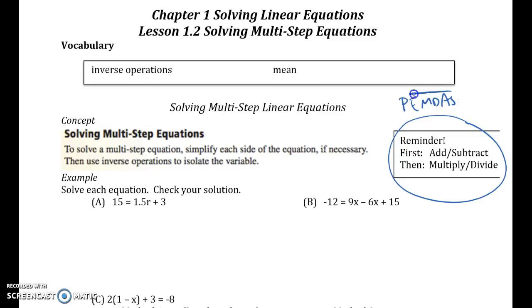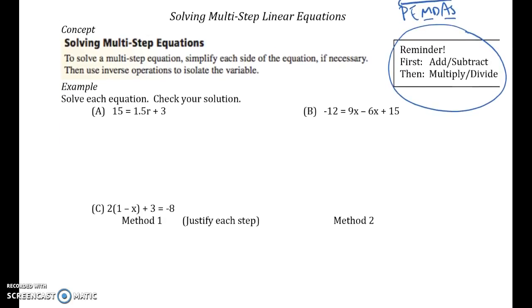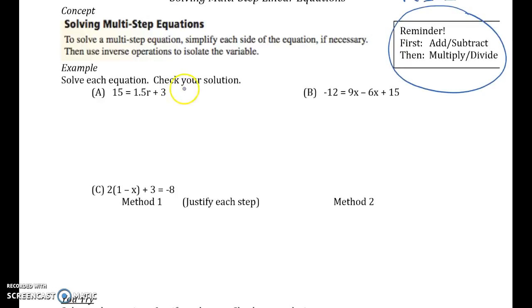So any addition or subtraction, we're going to deal with that first, and then multiplication and division, and then be done with that. The P and the E, we can deal with that in a little bit as well. All right, so if you take a look at the first example, we're going to solve the equation, right? 15 equals 1.5r plus 3. And again, we're using our inverse operations to isolate the variable.